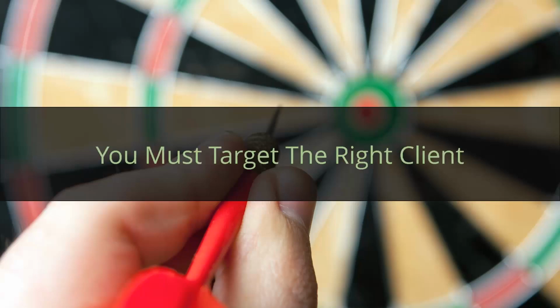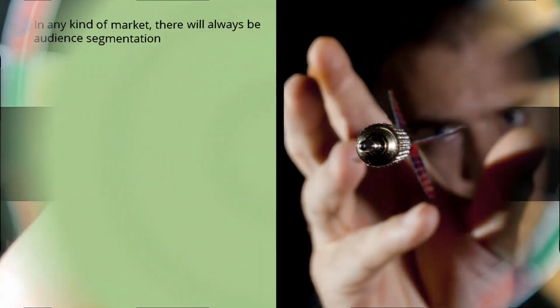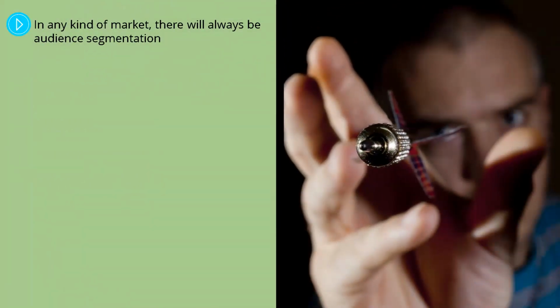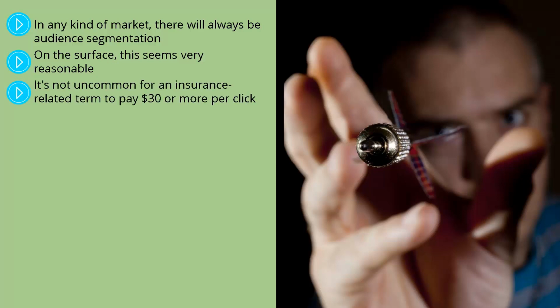You must target the right client. In any kind of market, there will always be audience segmentation. It's easy to think that just because you are targeting insurance as a niche, you can automatically assume you will make a lot of money. On the surface, this seems very reasonable. After all, when you go to Google Keyword Planner tool and load up all sorts of insurance-related keywords, you get really high figures. It's not uncommon for an insurance-related term to pay $30 or more per click.